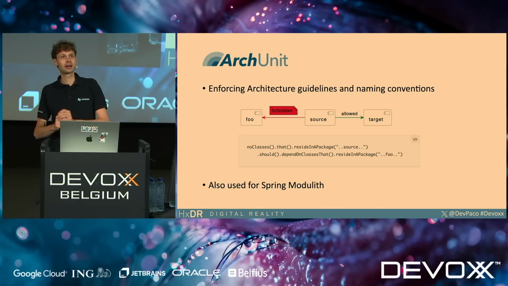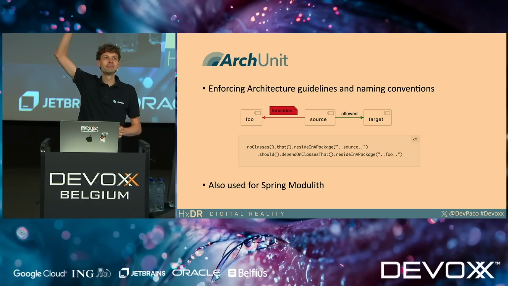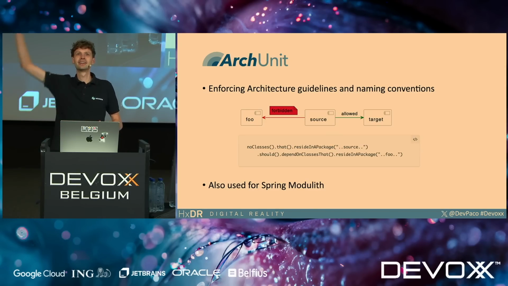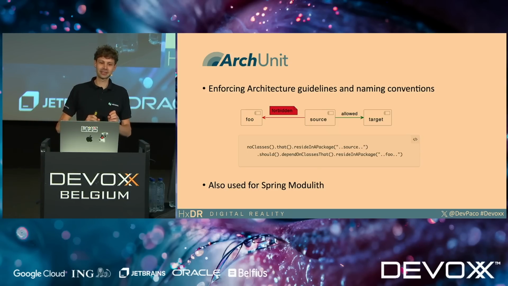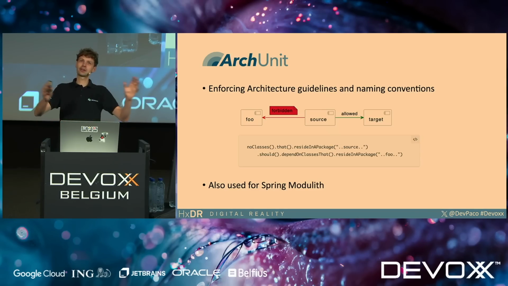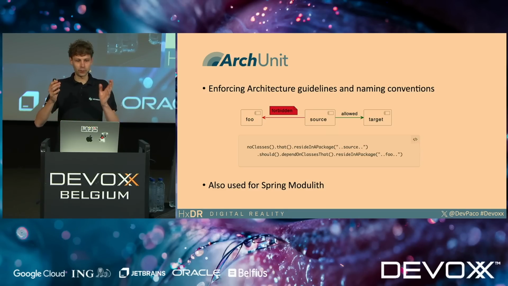Then there is ArchUnit. So who here is already using ArchUnit? Okay, quite some. Who has never heard of ArchUnit before? Cool. Check it out. So the cool thing about ArchUnit is it allows you to, well, enforce the architectural guidelines that you might have, especially if you have a lot of teams and you want to do things in a consistent way. Say you want to do packages.